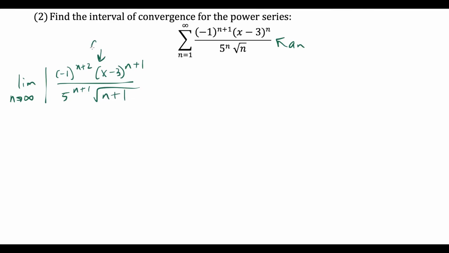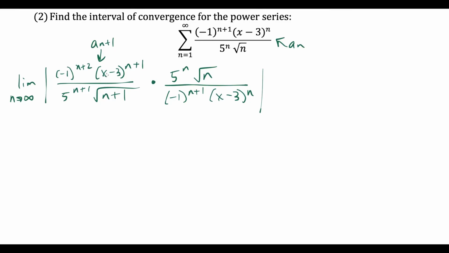So once again, this is our a sub n plus 1, and when we do the limit as n goes to infinity of a sub n plus 1 divided by a sub n, the shortcut is instead of dividing by this fraction, we'll just multiply by the reciprocal, which is going to give us 5 to the n radical n over 5 to the n plus 1 times x minus 3 to the n. So now at this step we just have a little bit of algebra to do.